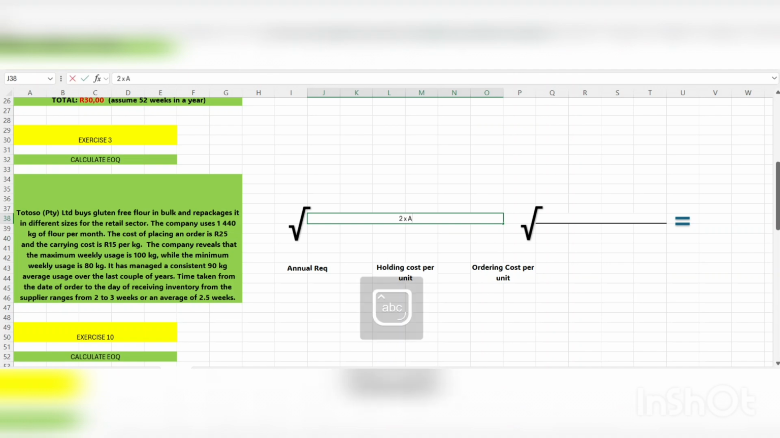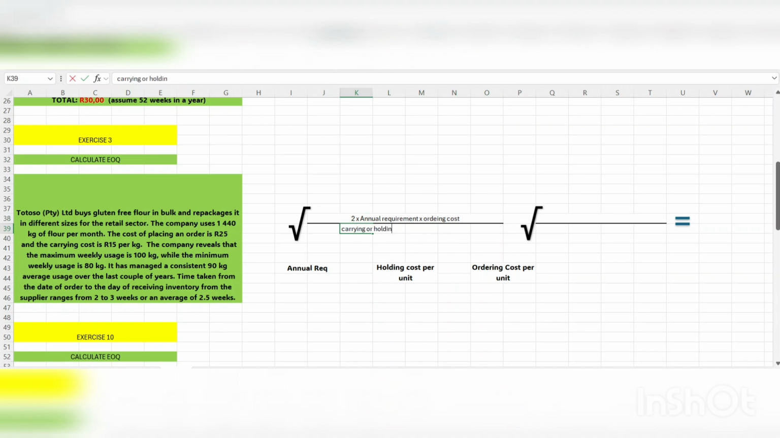It's 2 times our annual requirement times our ordering cost, and we are dividing that by our carrying or holding cost per unit.